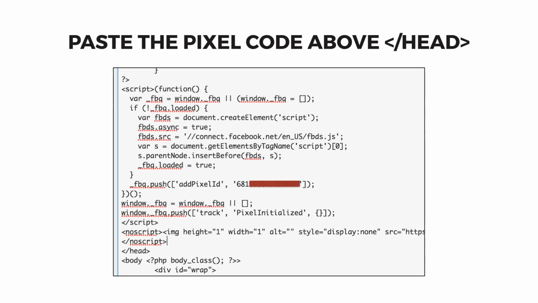Paste in your custom audience pixel just above the /head closing tag, and make sure you don't paste the code inside of another code block. Click Update to save your changes. Now, every post and page on your WordPress site that shows the header will trigger visitors for future retargeting.